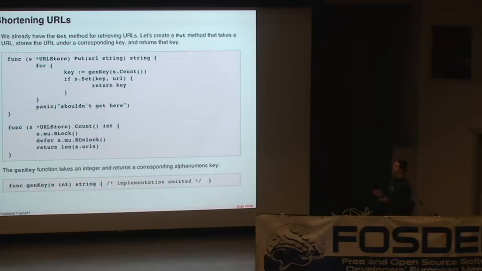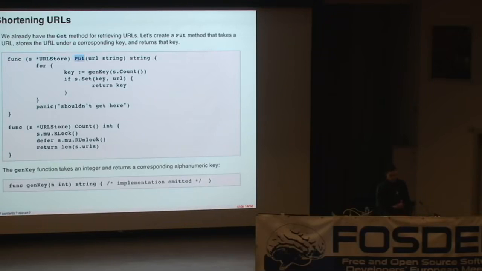So now that we have our data type, which is thread safe and ideal for storing the data associated with this program, we now need, and we already have a get function, which will serve us fine. We need some way of putting a URL into the map and getting a key back in exchange. So this method put takes a URL, generates a corresponding key, and then stores the URL in the map under that key and returns the key.